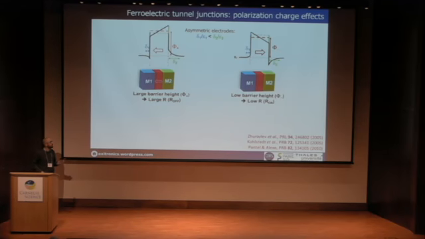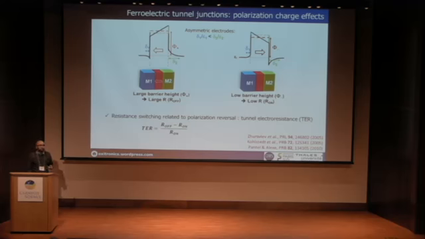And the consequence is that the average barrier height of the tunnel barrier will be changing depending on the orientation of the polarization. And as tunneling depends exponentially on this barrier height, we can have large changes of the resistance related to the switching of polarization. And so this is called tunnel electroresistance.